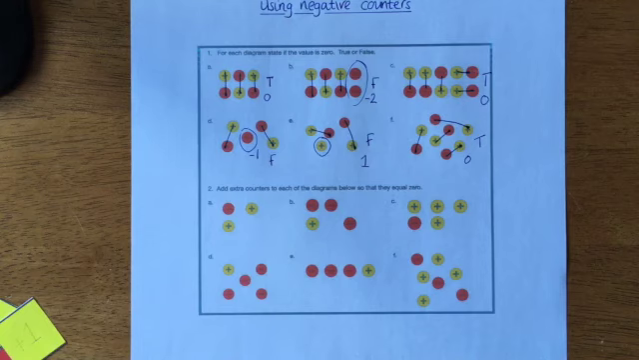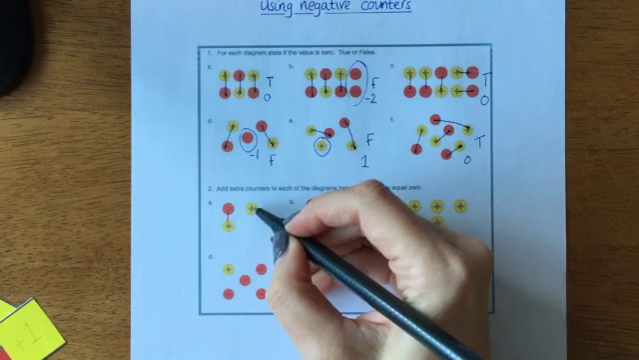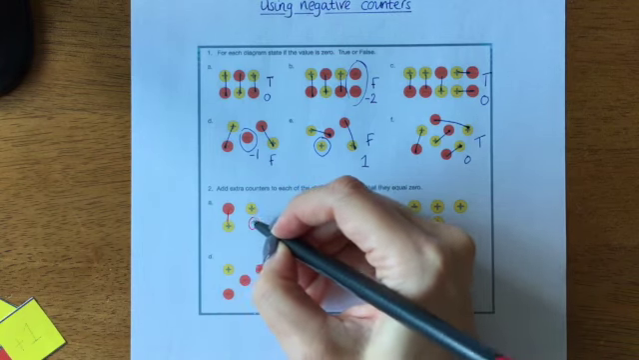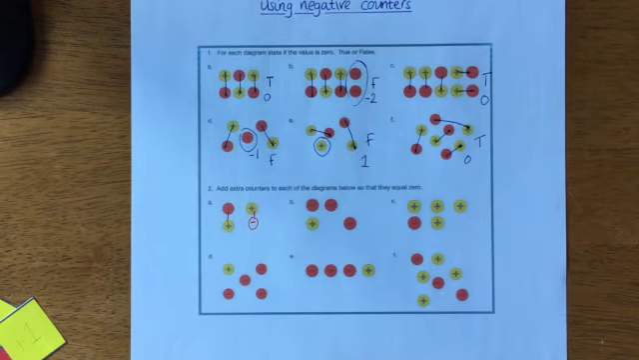Right, the next part to this then, it says add extra counters to each of the diagrams below so that they equal 0. So remember, they each have to have a pair. So I'm going to use my red and yellow pens for this. So I've got a pair here and I've got a positive on its own. So I'll need to draw a negative, so then they become a pair to make it 0.